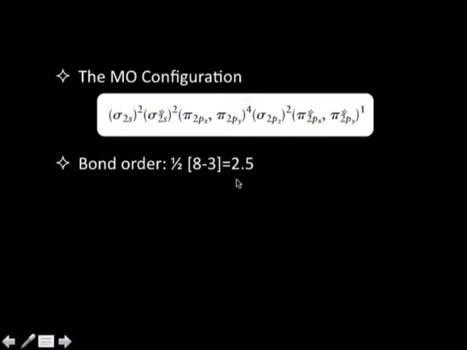To compute the bond order, we see that it will be 1 by 2, that is half of number of bonding electrons, that happens to be 8 in this case, minus number of anti-bonding electrons, they happen to be 3 there. And so 8 minus 3 is 5, 5 divided by 2 is 2.5. So the bond order for a molecule of NO happens to be 2.5.